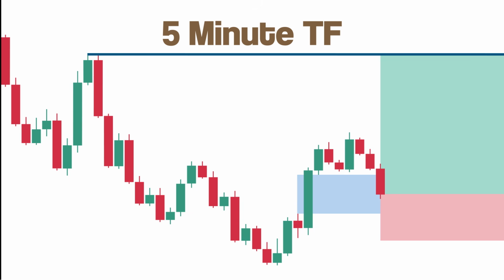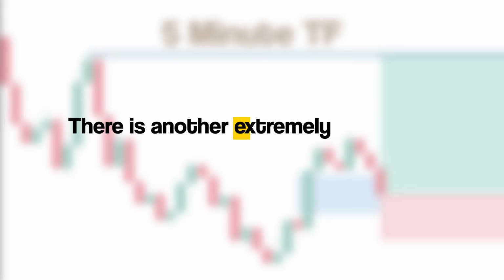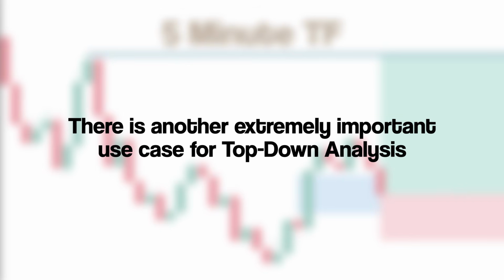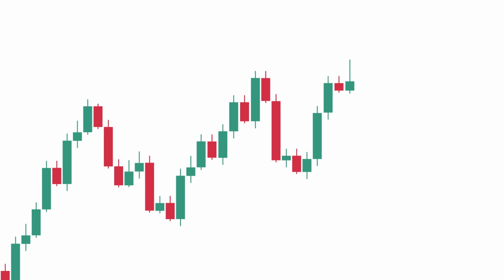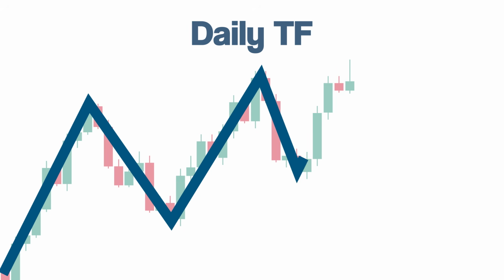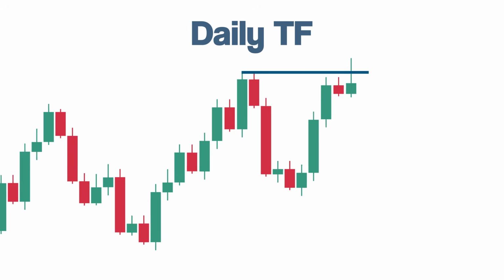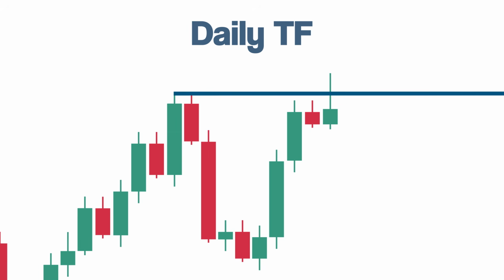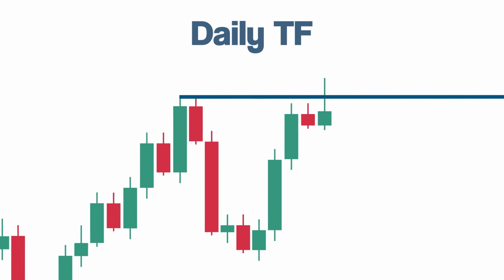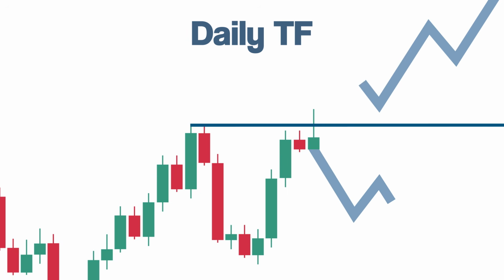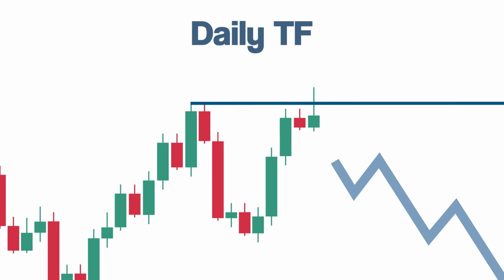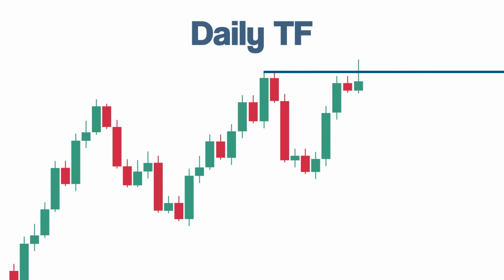Now, besides the approach we've already covered, there is another extremely important use case for top-down analysis: identifying potential trend reversals early. For example, on this daily chart, we can clearly see a bullish trend, and we can also see price reaching the liquidity resting above the previous swing high. But even at that point, we still do not know whether price will perform a liquidity run and continue higher, or a liquidity sweep followed by a reversal. And this is exactly where top-down analysis becomes so valuable.